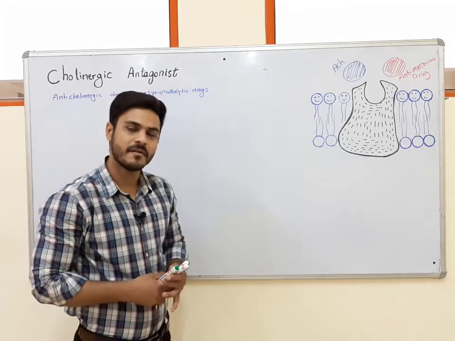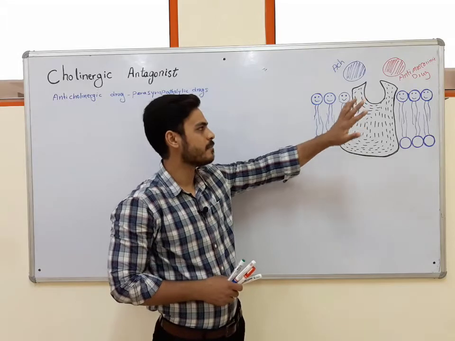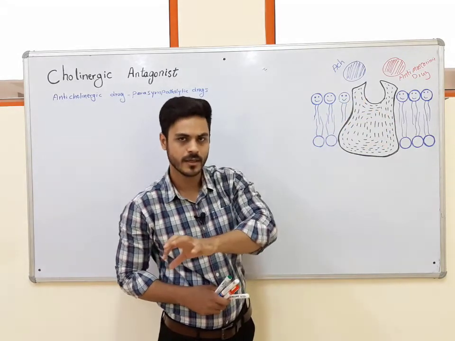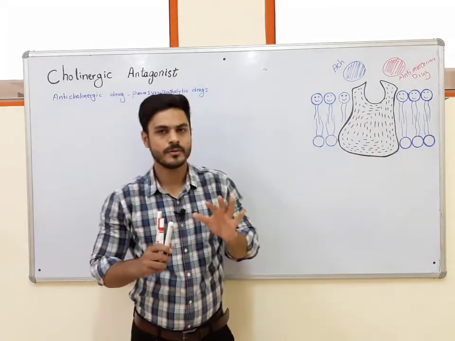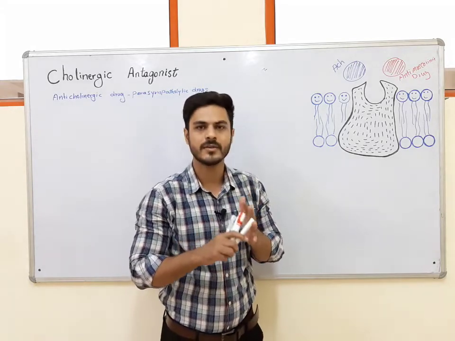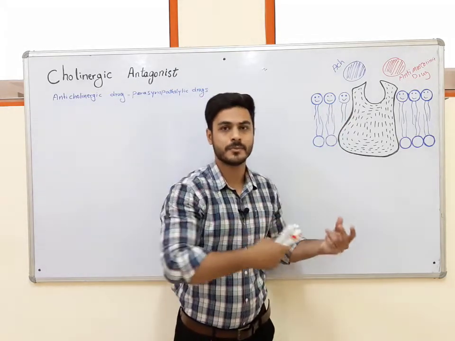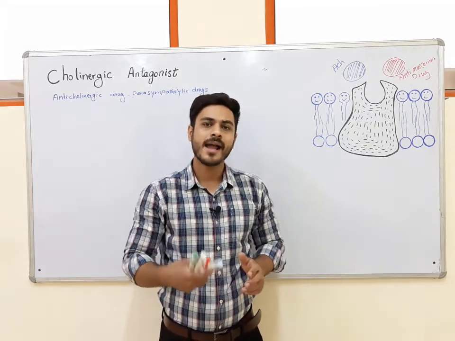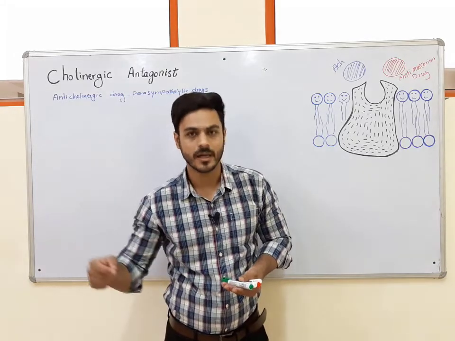Now, on the basis of the receptor types, if these chemicals bind to the muscarinic receptors, those are anti-muscarinic drugs, and if they bind to the nicotinic receptor, you know about nicotinic receptor. We have nicotinic receptors in the ganglion. We have nicotinic receptors in the neuromuscular junction. If they bind to the nicotinic receptor in the ganglion, those are ganglion blockers. And if they bind to the nicotinic receptor in the neuromuscular junction, those are neuromuscular blockers.